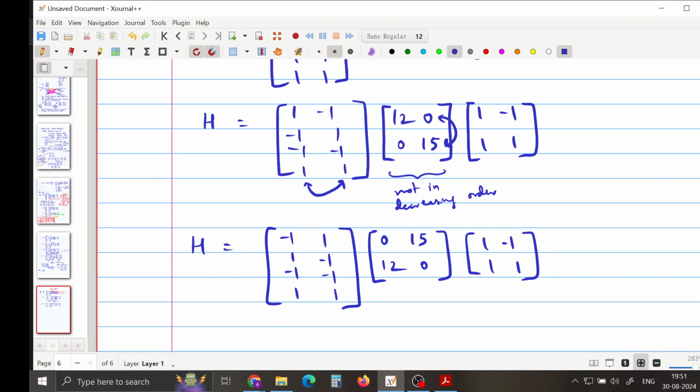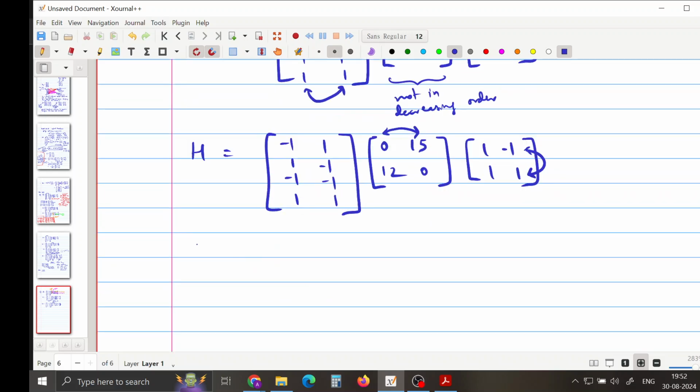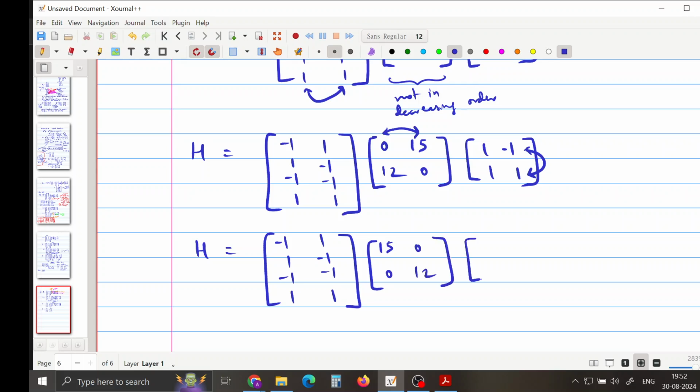Okay, and now to make it a diagonal matrix, I can do a column swap for this, and I'll do a row swap for the third matrix. So my H is minus 1, 1, minus 1, 1, 1, minus 1, minus 1, 1, and this becomes this. Okay, now it's in the decreasing order, so fine.